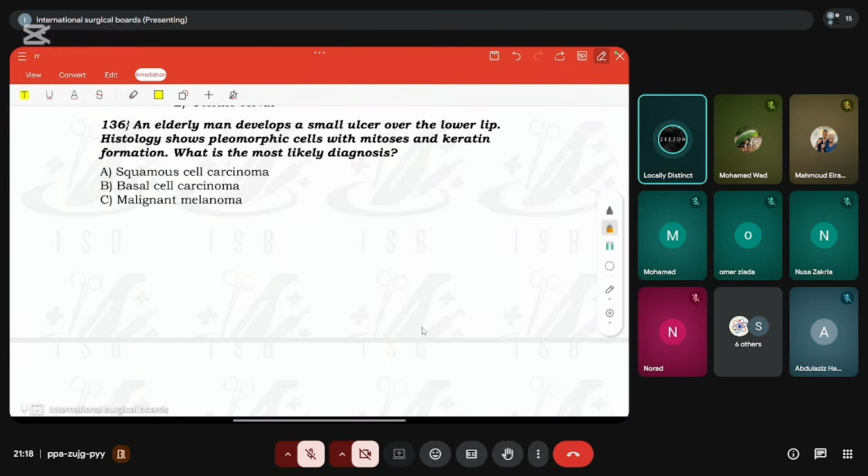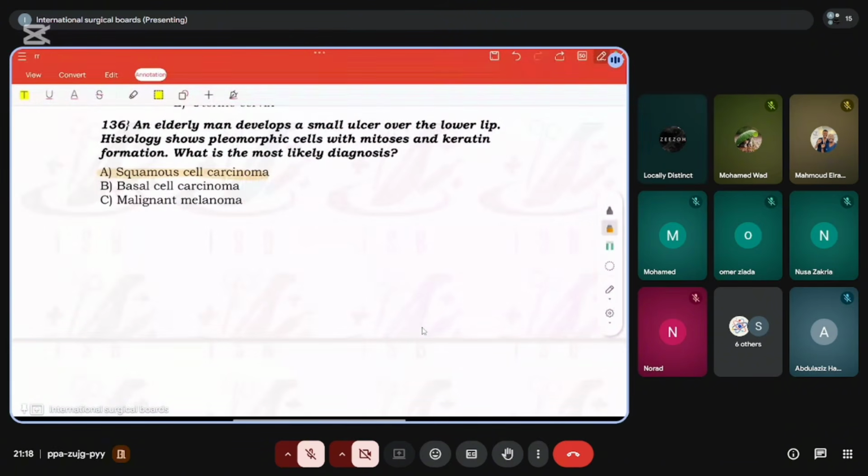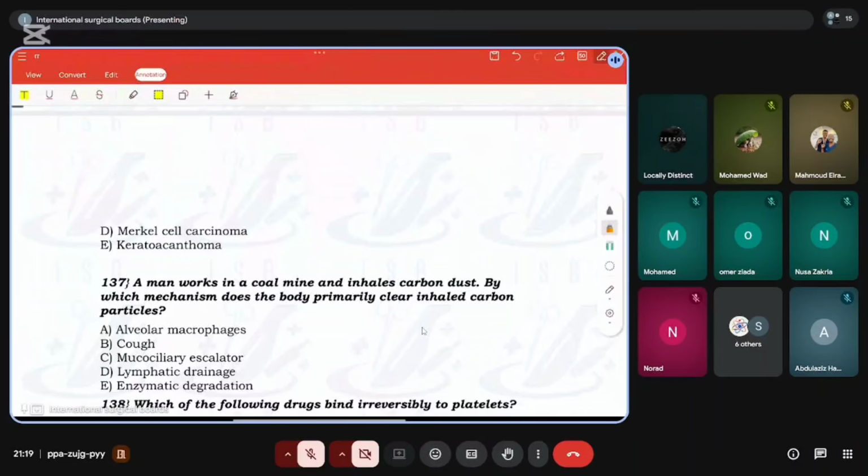Could go with squamous cell carcinoma. Lower lip, yes. Yes, the changes and the location go together, right? Okay, let's see the next one.